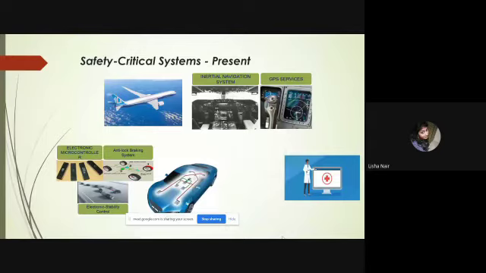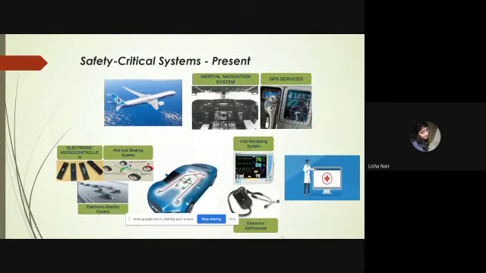Then in the medical industry, you might have seen the vital monitoring system. They are also embedded. Then we have the electronic stethoscope. I believe you would have seen in some hospitals they have these electronic ones rather than the manual.